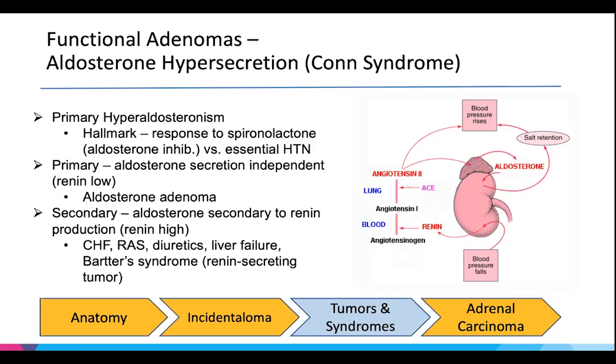In secondary hyperaldosteronism, renin production is going to be high, and you would see this in CHF with use of diuretics, liver failure, or Bartter syndrome, which is a renin secreting tumor. And this is just the review of the pathway for the renin angiotensin aldosterone cycle.